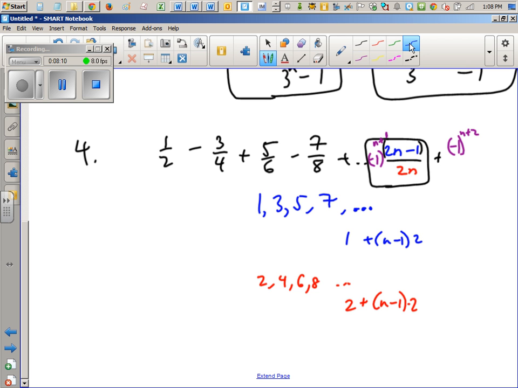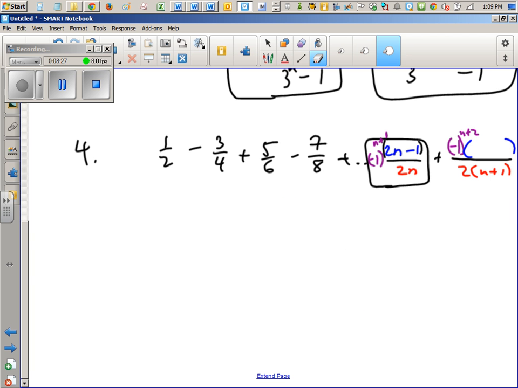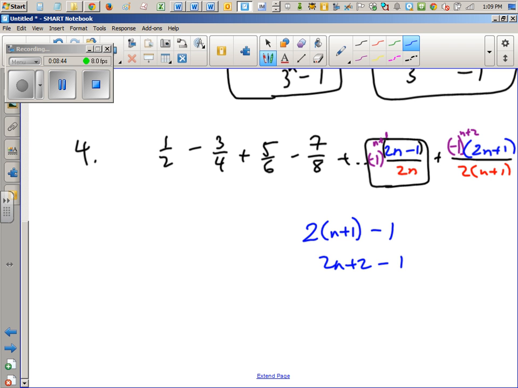What comes after 2n minus 1? This is kind of tough. Obviously, the bottom is just 2 times n plus 1. What comes after 2n minus 1? What's the next term? 2 times n plus 1 minus 1 would be next, right? What does that give us? No, 2n plus 2 minus 1. 2n plus 1 comes after 2n minus 1 if you're counting in odds.